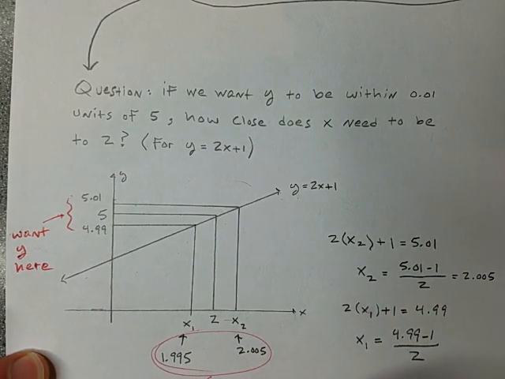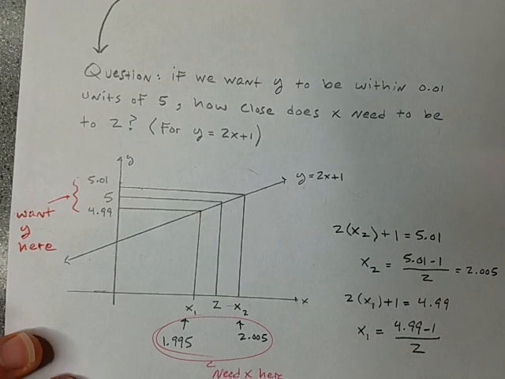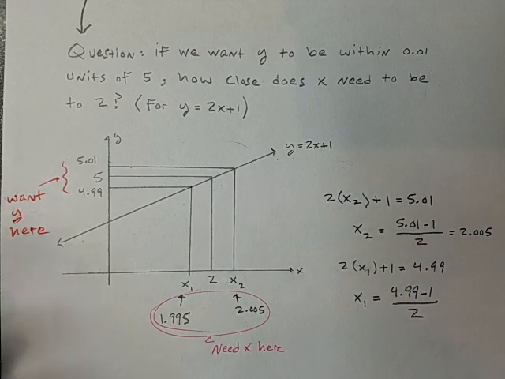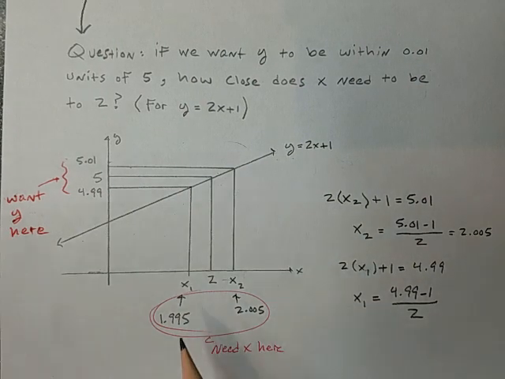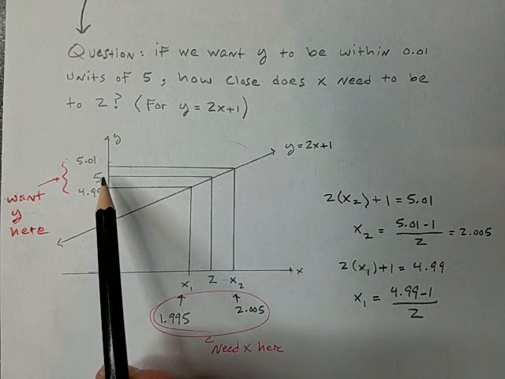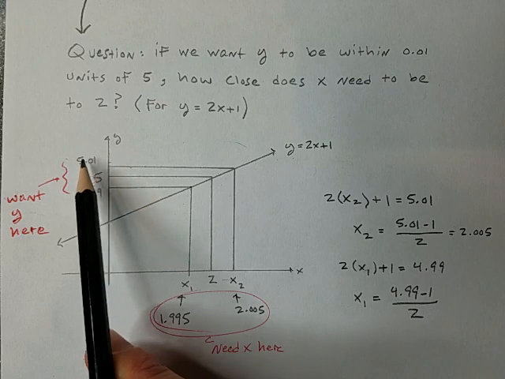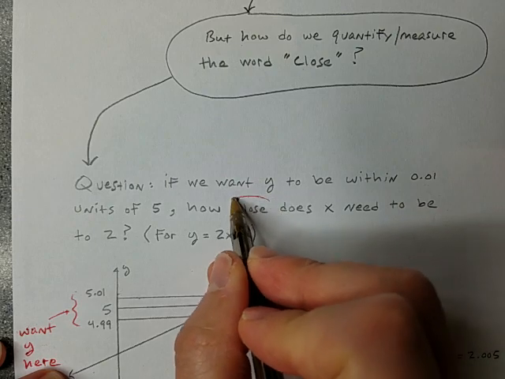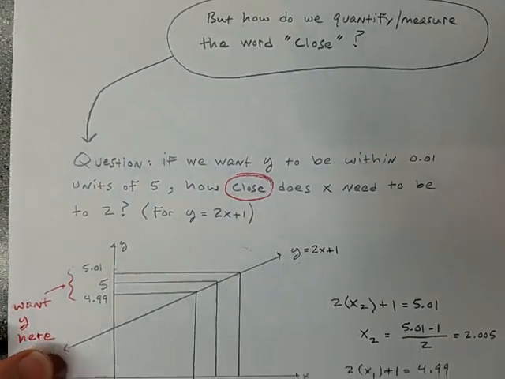We're going to need x here. If you want y to end up there, you're going to need x here. That means any x you choose somewhere from 1.995 to 2.005, that'll put you somewhere up here within 0.01 units of 5. I think the picture explains that pretty well. But how close though? How close?